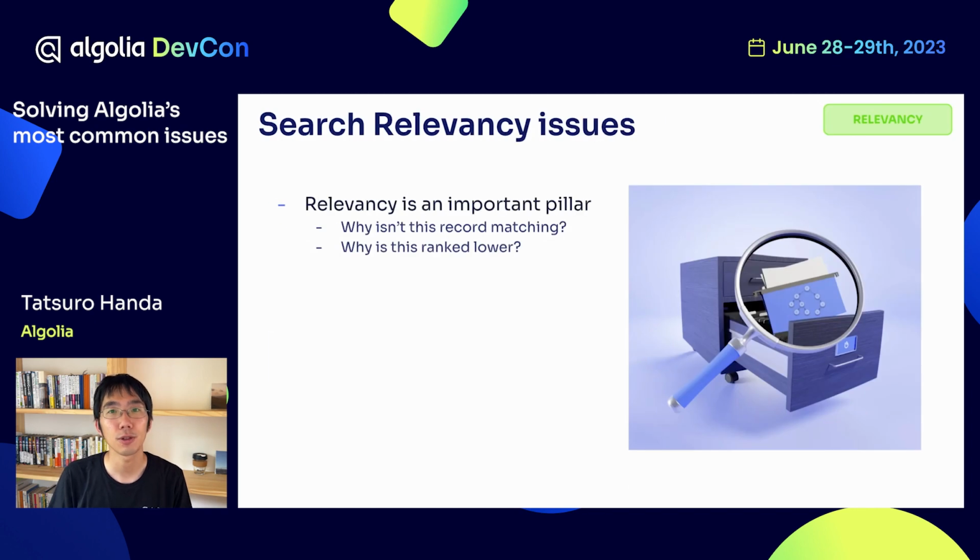The next category of common issues is the search relevancy issue. Relevancy in Algolia's context usually means the probability that search users can find what they want in the search results. It is an important pillar of providing great search functionality, and if it fails, you might have questions like, why isn't this record matching this query? Or why is this record ranked so low while it contains what the users really want? So, how can you handle this situation?